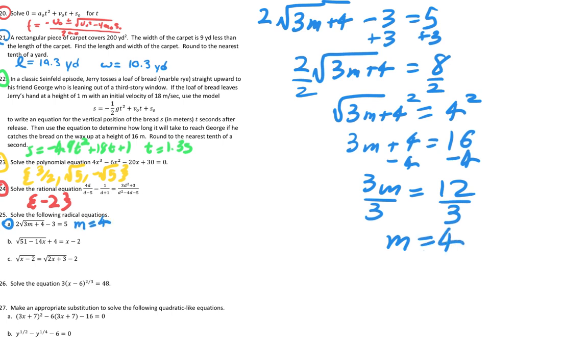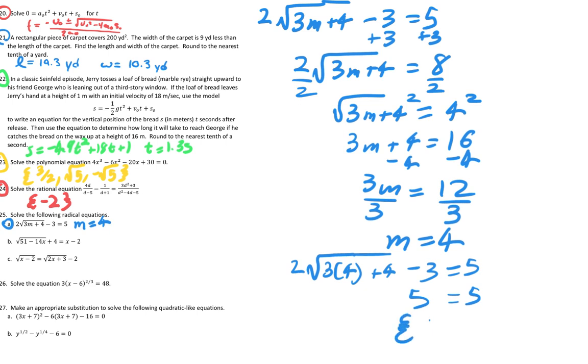And next we're going to go back in and check to see if that actually works. So we're going to do 2 times the square root of 3 times 4 plus 4, minus 3 is equal to 5. So we get the left side is equal to 5 when we plug it into the calculator, and the right side is 5. So m can equal 4. So we're going to have a solution of 4.